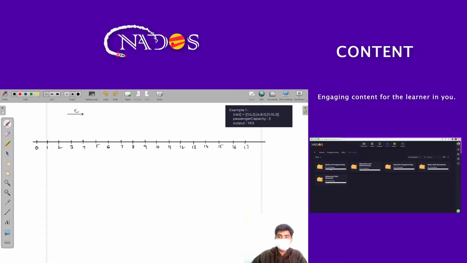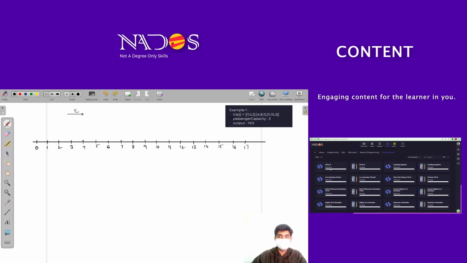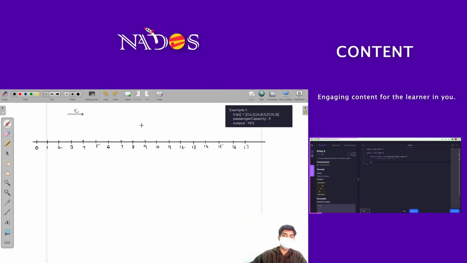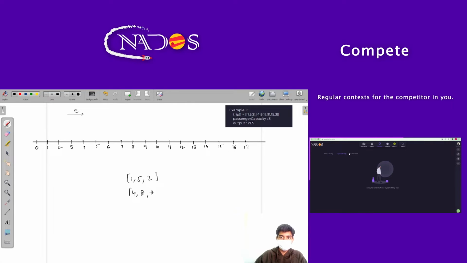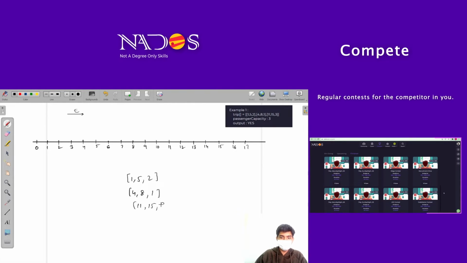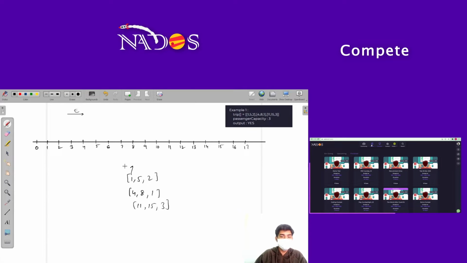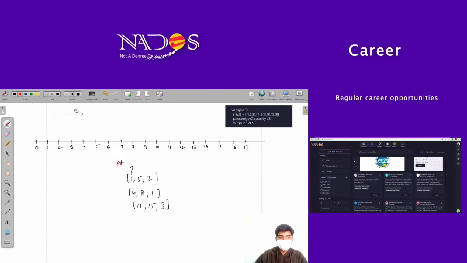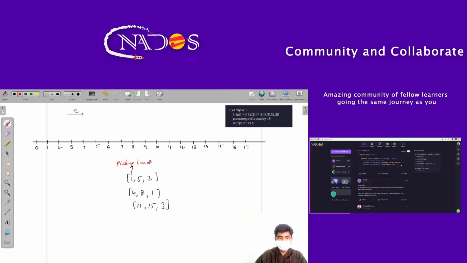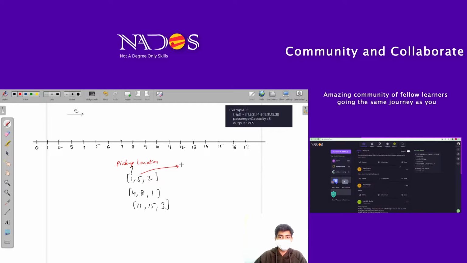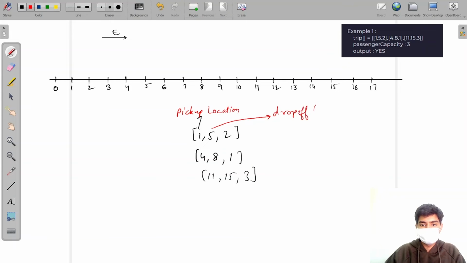So it says that we have this trips array, right? This trips array will contain some information, and what is that information? We have this 1 5 2, we have this 4 8 1, we have this 11 15 3. Now what is this? This 1 will represent my pickup location, this 5 will represent my drop off location, and this 2 will represent my passenger count, right?